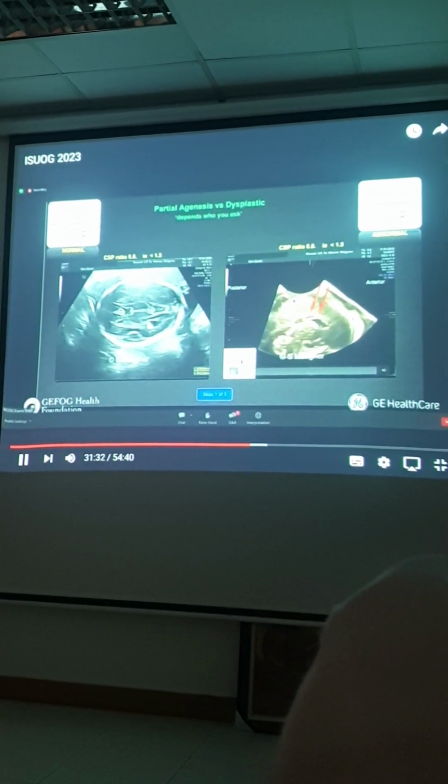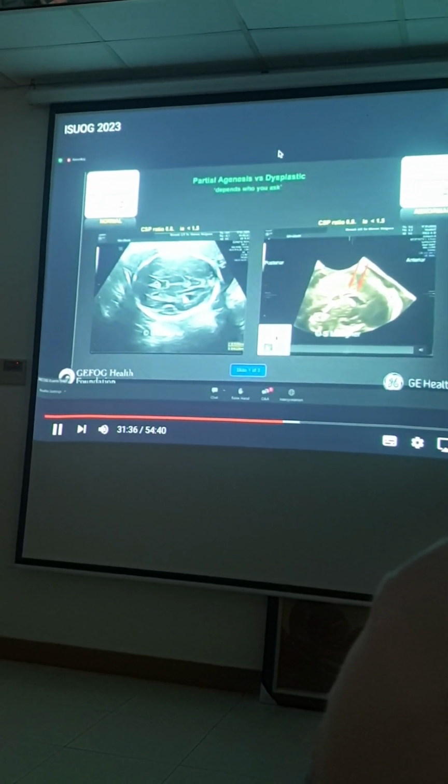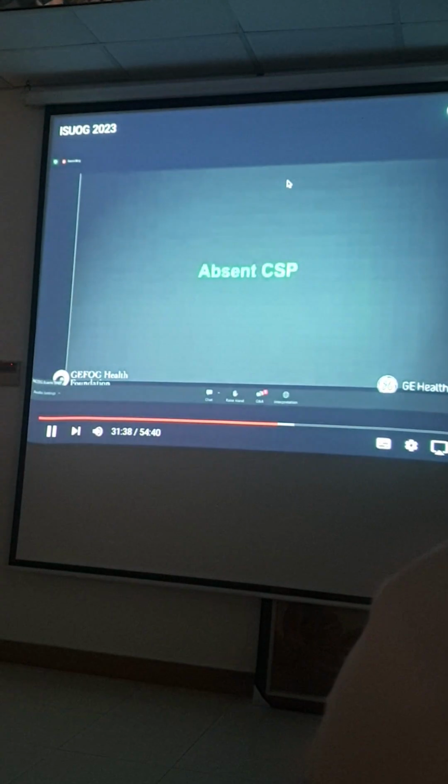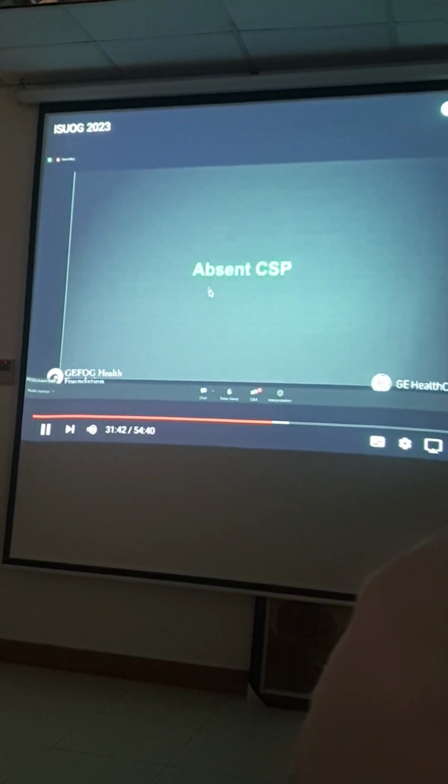Comes back to the point I made at the very beginning. The classification of agencies of corpus callosum is so confusing. The terminology is confusing. I'll finish up by commenting on just the differential diagnosis of an absent CSP.